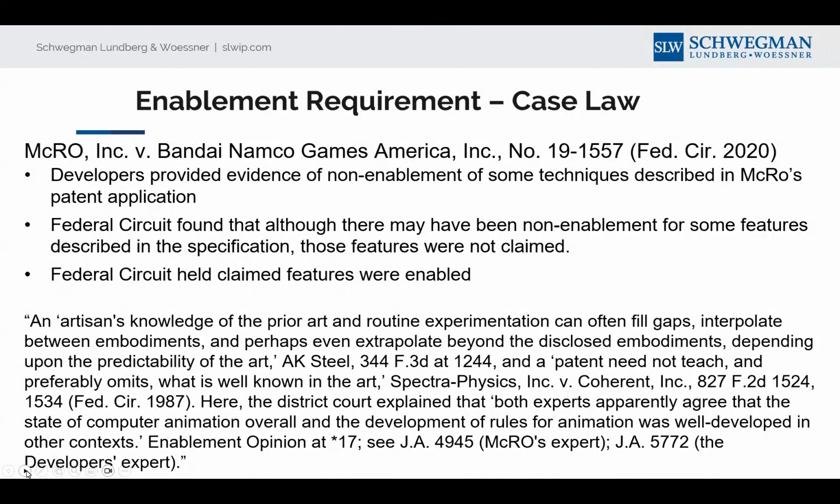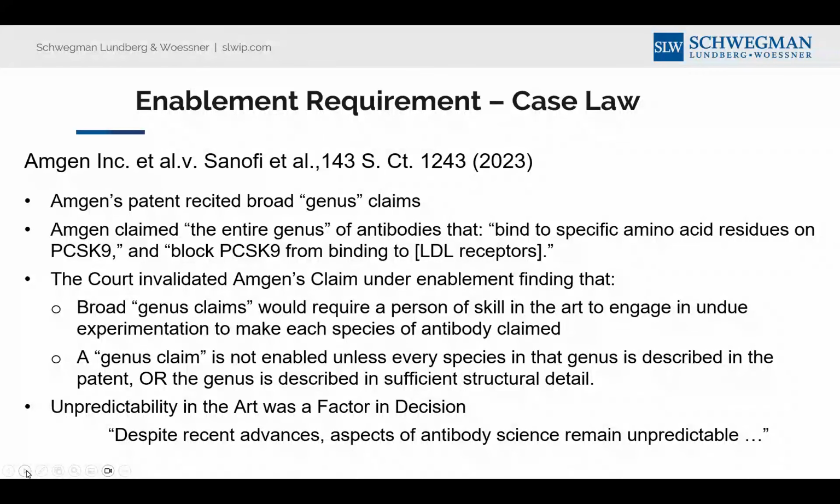Next slide, please. So this is the Amgen versus Sanofi case, which is not computer oriented. It's antibody claims to a genus that were overturned, and they were too broad, but I wanted to highlight it because of the USPTO's reaction to it. And so next slide, please.